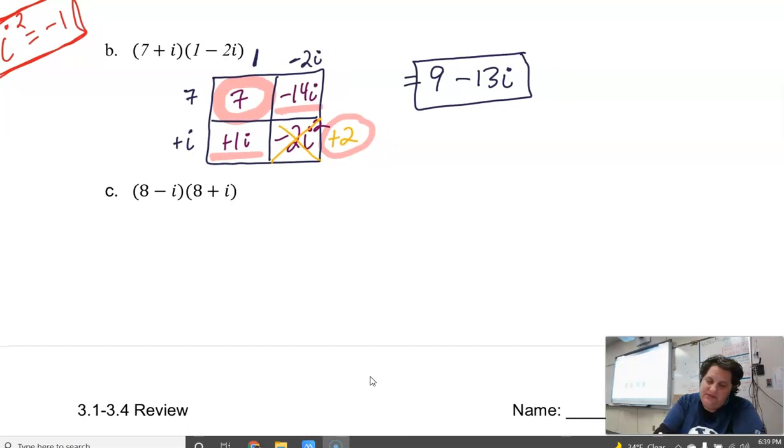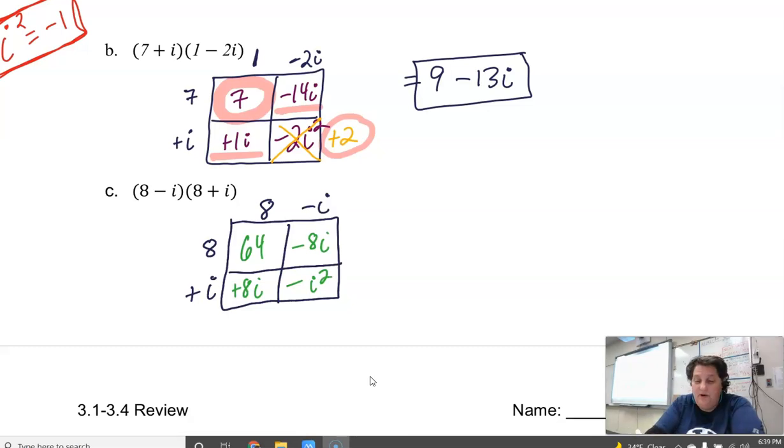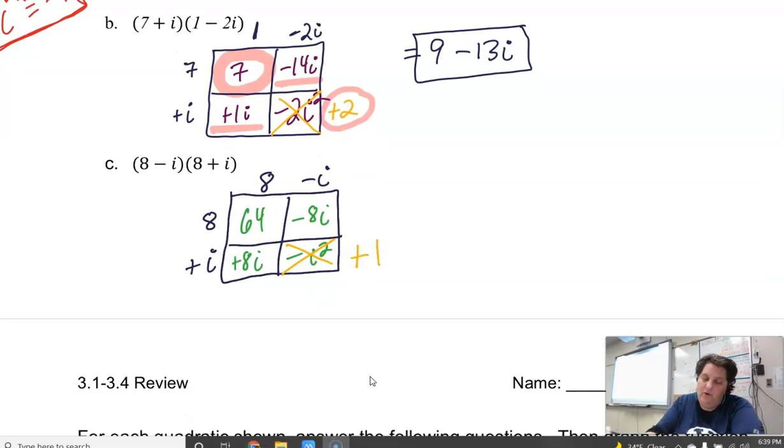So let's go ahead and practice this one. We're going to make another box. We're going to do 8 minus i, and we're going to do 8 plus i. Okay? Okay, 8 times 8 is 64. 8 times negative i is minus 8i. 8 times positive i is plus 8i. And negative i times i is negative i squared. But then remember that i squared is negative 1. So negative negative 1 turns into plus 1.